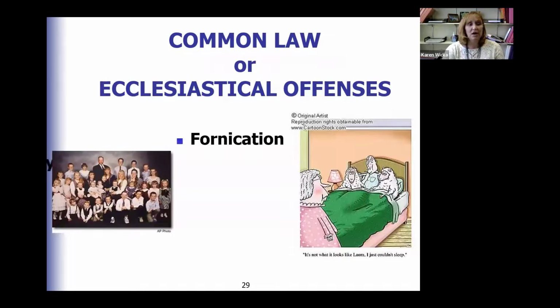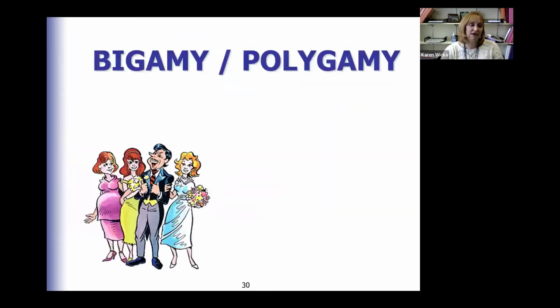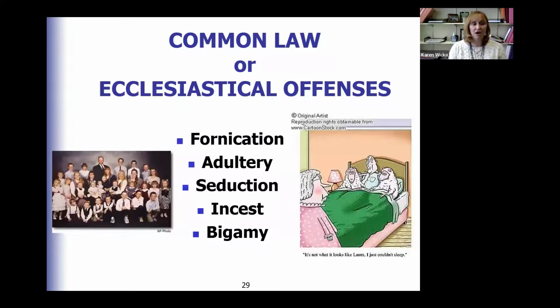Now, under common law, there was a whole bunch of offenses that fell under common law or ecclesiastical offenses. So these were the main ones: fornication, adultery, seduction, incest, bigamy. So fornication is sex prior to marriage. This was considered a common law offense, morality offense. Both parties agree, but if they weren't married, it was considered a morality crime.